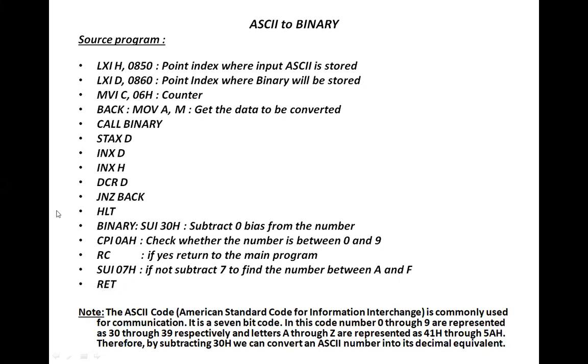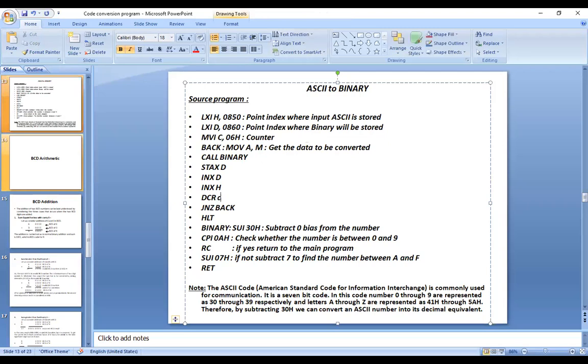And whenever it returns, it comes over here, to STAX D. What this does is store the content of the accumulator into the memory whose address is present in the DE pair. And then we increment the content of DE. After that, we increment the content of HL, and then we decrement the counter.